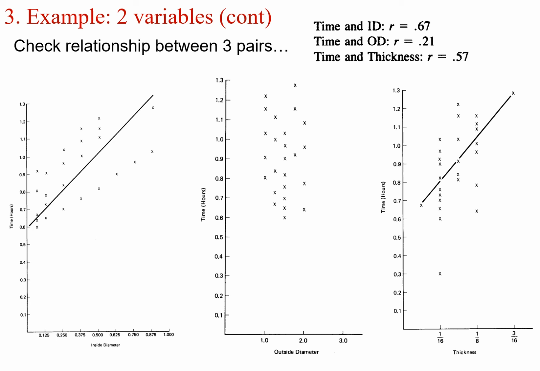We can calculate the correlation coefficient R for each pair between standard time and the other variables. For internal diameter, R comes out to be 0.67. The correlation between time and outside diameter is 0.21, and the correlation coefficient between time and thickness is 0.57. These numbers confirm our assumption, so we do not include outside diameter in our consideration.